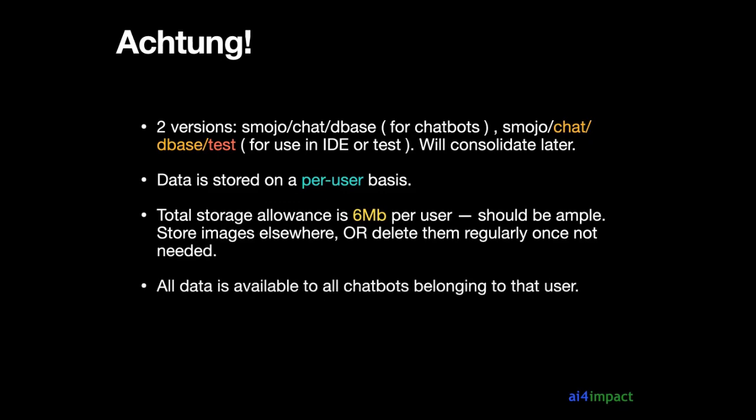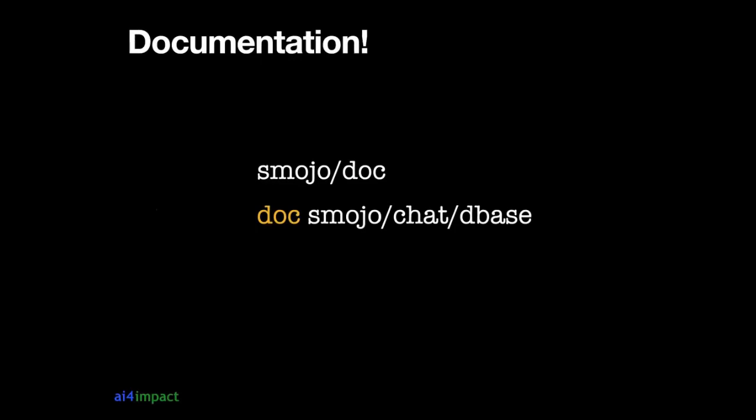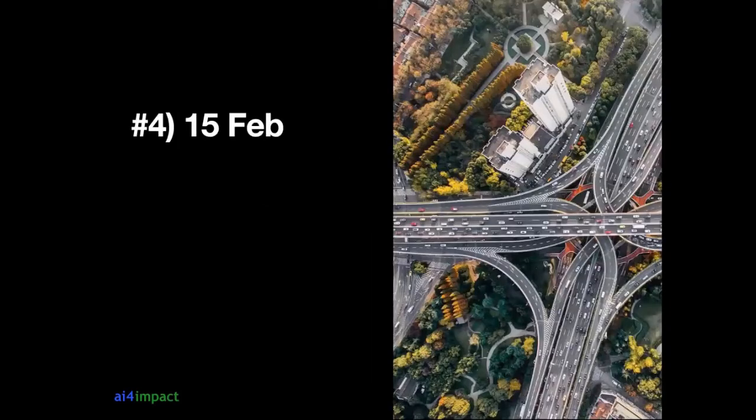So all data is available to all chatbots belonging to the user. In other words, anything that belongs to your account, whether it's the IDE or anything you create, can have access to this data set. Documentation as usual is in Smojo/doc, just called docs Smojo/chat/database or /test. The test one is identical to /database. It's just the initializations that are important.